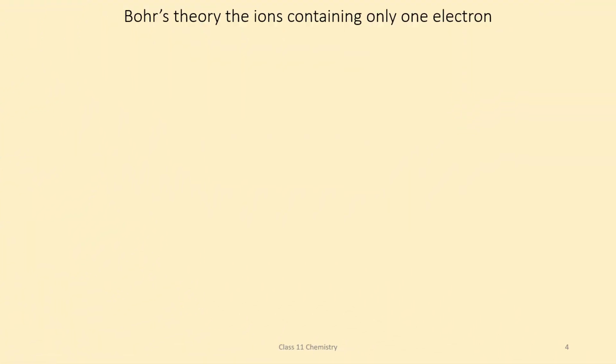We will continue with Bohr's theory of ions containing one electron. Before that, we will go through the meaning of negative electronic energy E n as expressed in equation number 13.